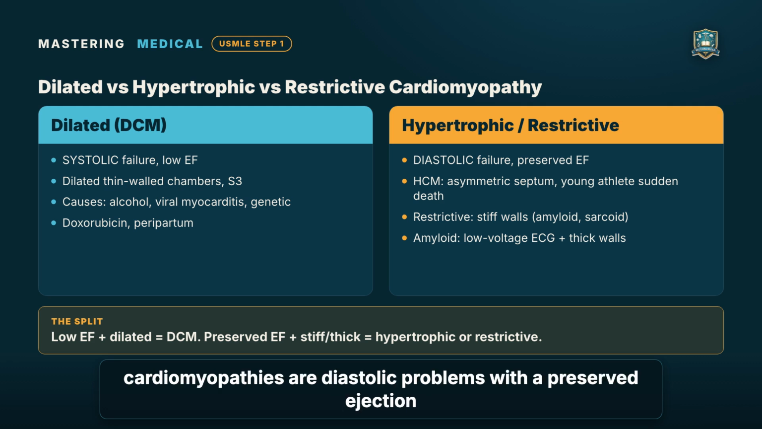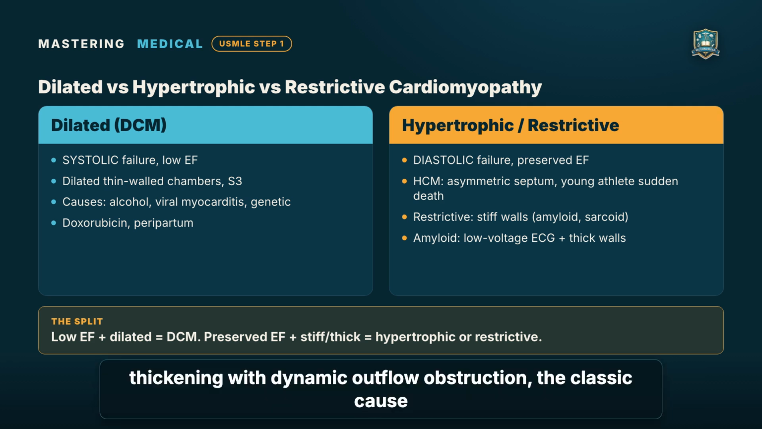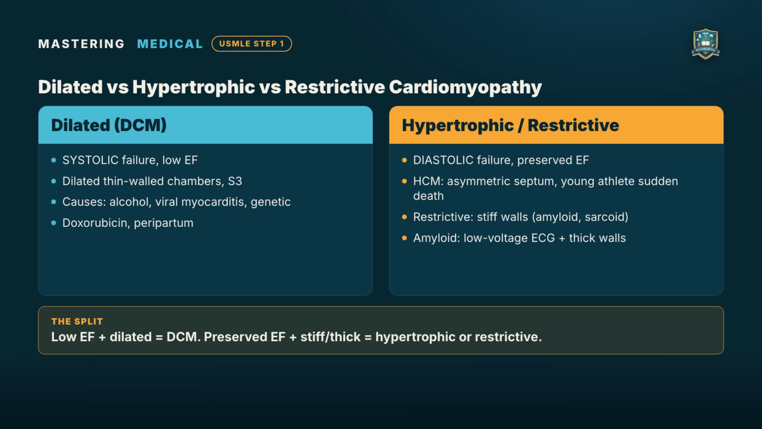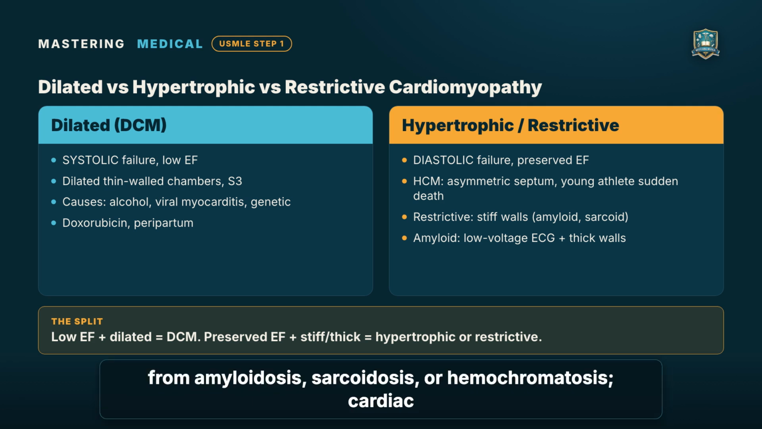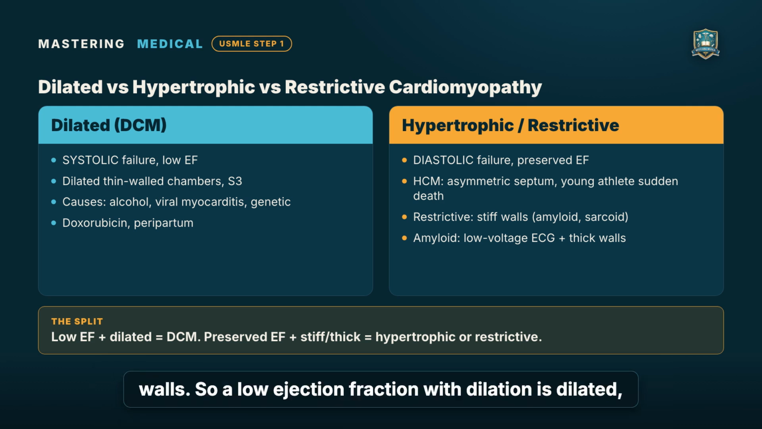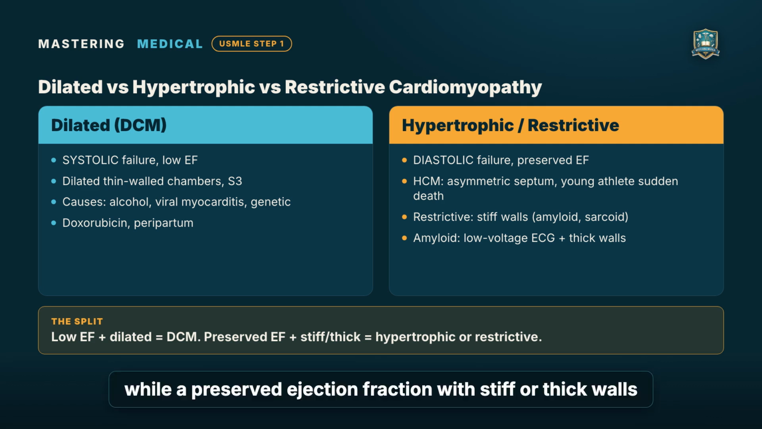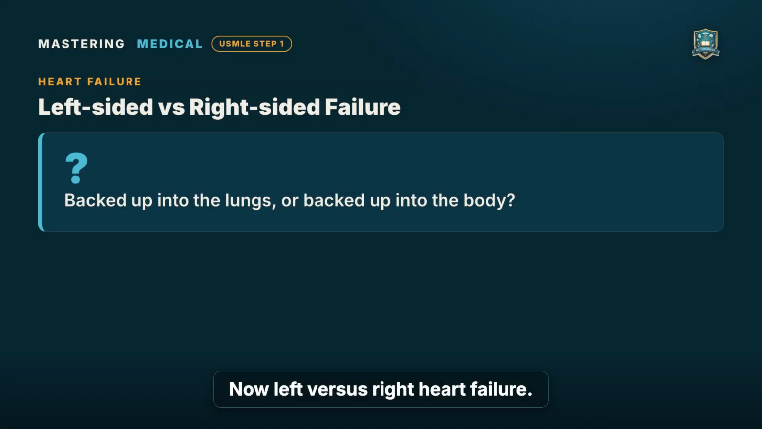Hypertrophic and restrictive cardiomyopathies are diastolic problems with a preserved ejection fraction. Hypertrophic cardiomyopathy is asymmetric septal thickening with dynamic outflow obstruction, the classic cause of sudden death in a young athlete. Restrictive cardiomyopathy is a stiff, infiltrated ventricle from amyloidosis, sarcoidosis, or hemochromatosis. Cardiac amyloid is the buzzword, with a low voltage ECG despite thick walls. So a low ejection fraction with dilation is dilated, while a preserved ejection fraction with stiff or thick walls is hypertrophic or restrictive.